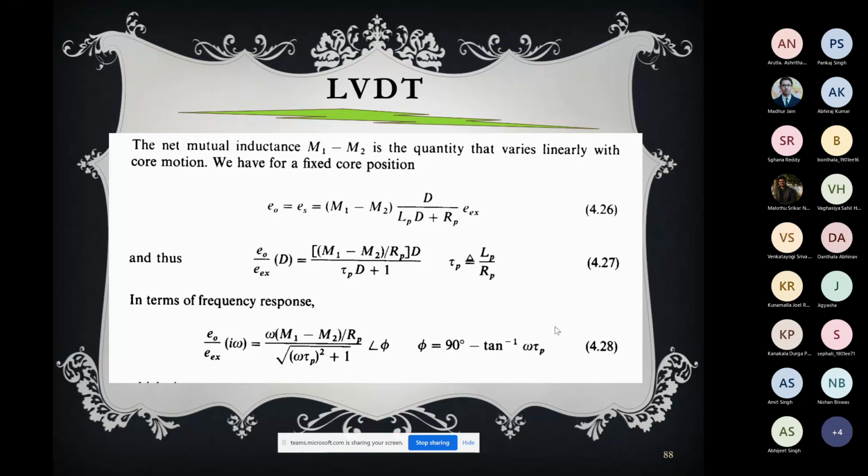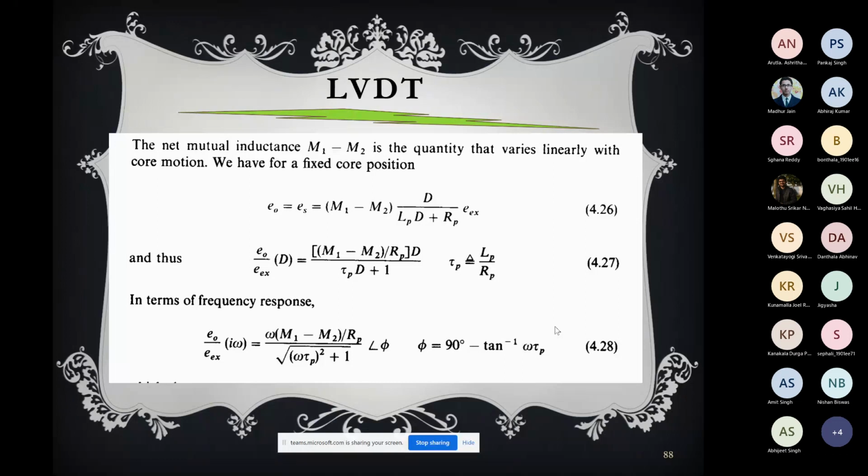So what is the conclusion? The conclusion is that once we consider the LVDT as an ideal one, with no loading effect and no current flowing through the meter, the potential voltmeter where you are measuring the voltage, in such a scenario the LVDT becomes a first order instrument which has a zero at the origin and which has a pole. And you see that the expression for the magnitude plot as a function of omega will be omega (M1 minus M2) by R_P divided by the square root of (omega tau_P) squared plus 1. And the phase angle of the input-output relationship will be 90 degrees minus tan inverse omega tau_P.